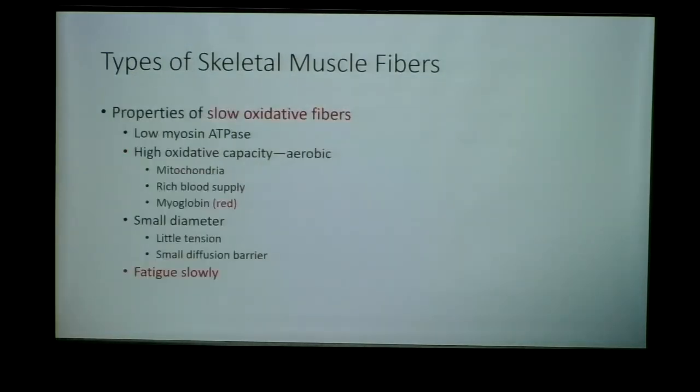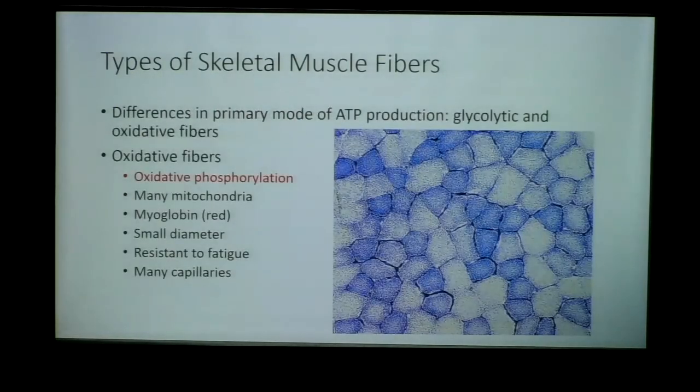Let's look at oxidative fibers. Now, oxidative fibers are just the opposite. They're mainly reliant on oxidative phosphorylation. And so as you would guess, they have lots of mitochondria. Okay, this is the site of oxidative phosphorylation. And so these fibers have lots of mitochondria.